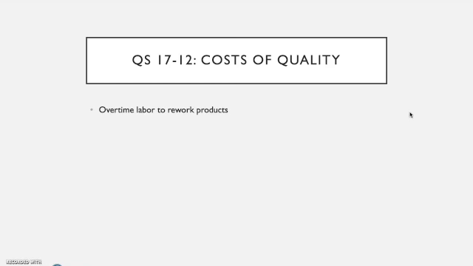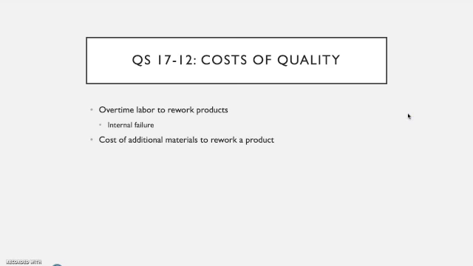Okay, overtime labor to rework products. What would this be? This would be an internal failure. If you have to rework products, that means that there was some issue with the quality when you first did it. And that issue with the quality comes from inside the company, so it would be an internal failure.